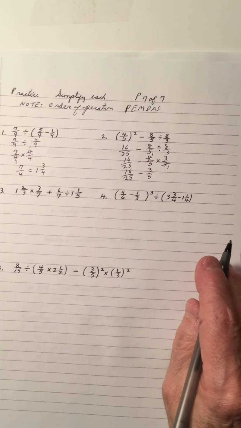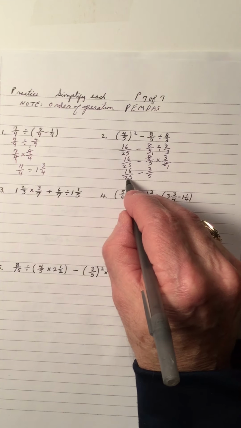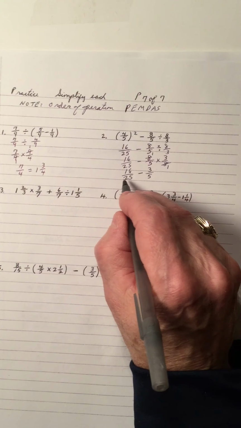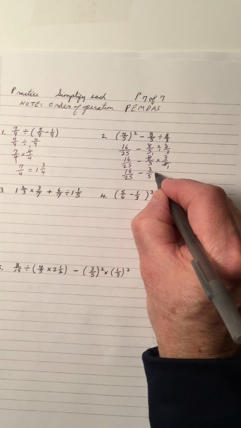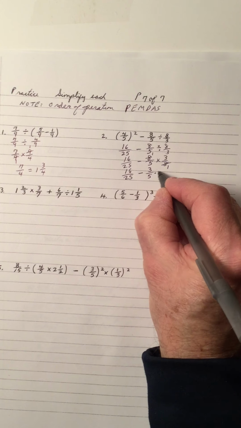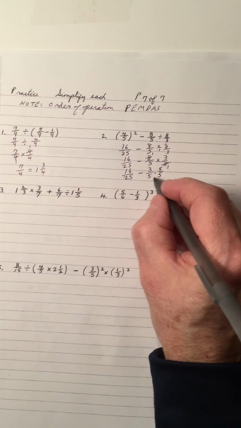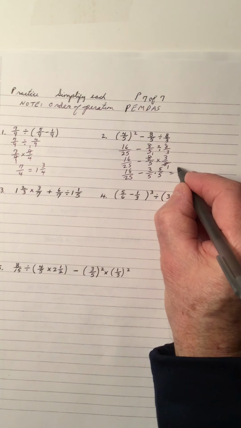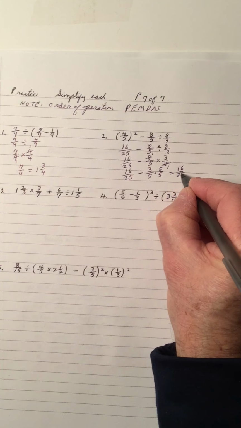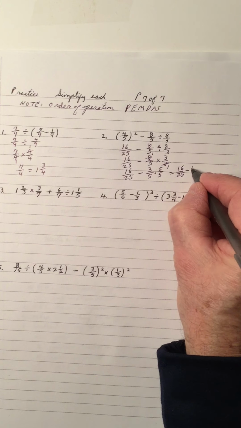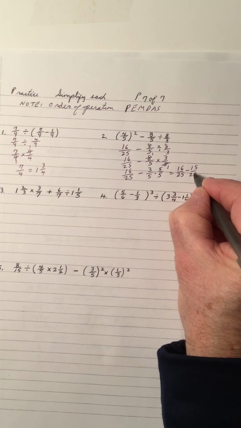Now that that's completed, I have to subtract. The common denominator for 25 and 5, or a multiple, is 25. So I multiply the second fraction by 5 on the bottom to get 25, so I multiply 5 on the top. That will give me 16 over 25, subtract 15 over 25.